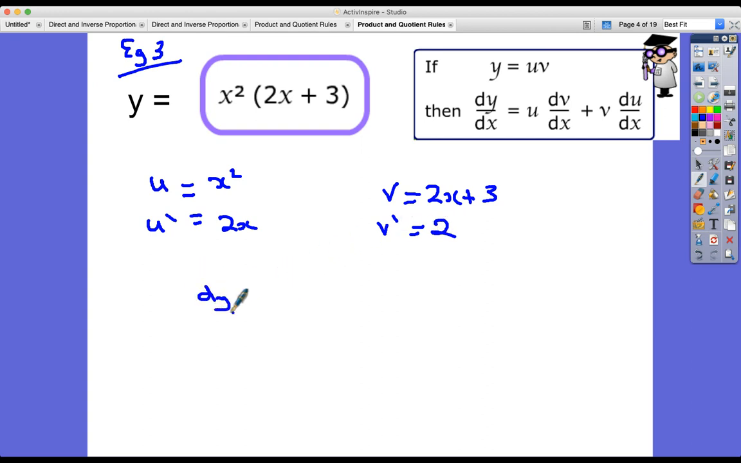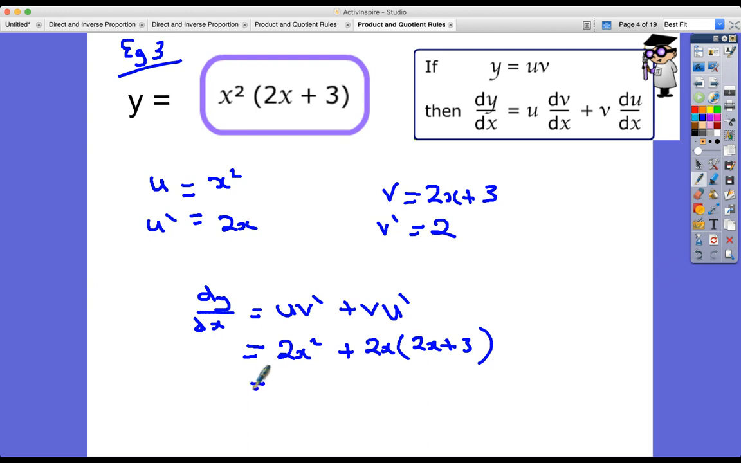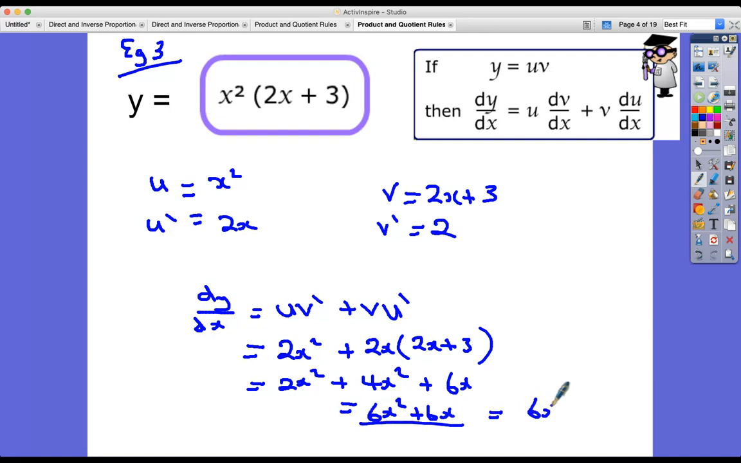So dy by dx is uv dash plus vu dash, which is equal to x squared times 2, plus 2x multiplied by 2x plus 3, which is equal to 2x squared plus 4x squared plus 6x. Simplify it: 6x squared plus 6x. You know, there's potential to factorize if you wish as well. You don't have to do anything like this, but just to simplify it again, perhaps.